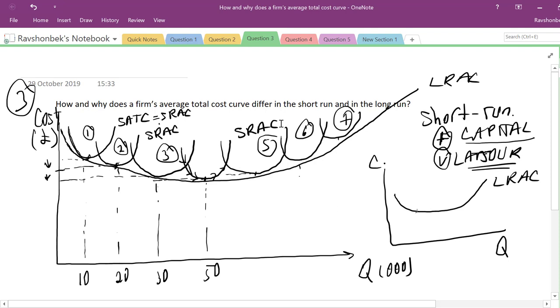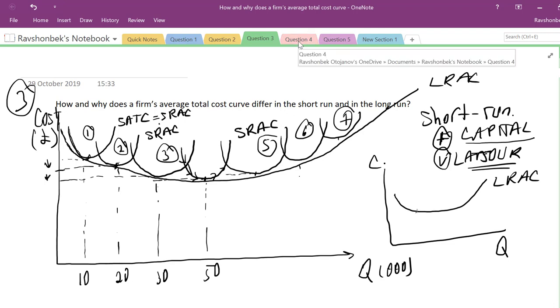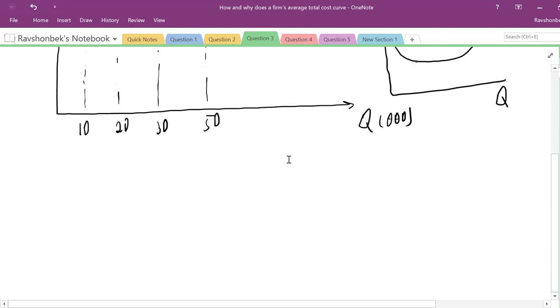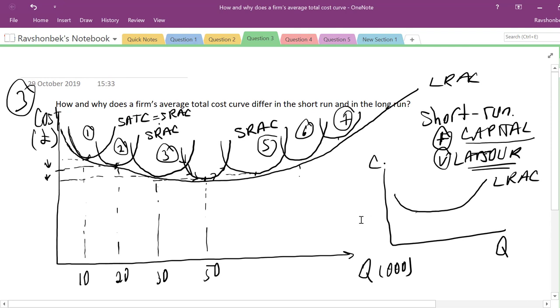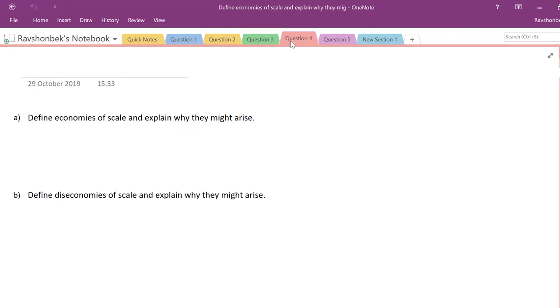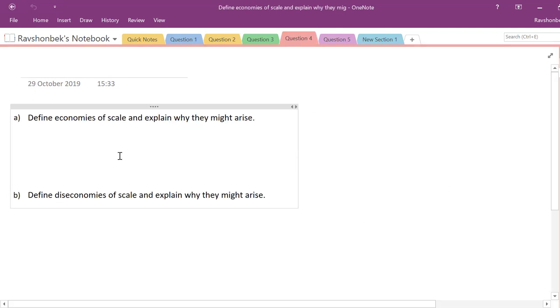Now that's it for question 3. I guess that doesn't have any more questions. Okay, question 4 now. Define economies of scale and define diseconomies of scale.